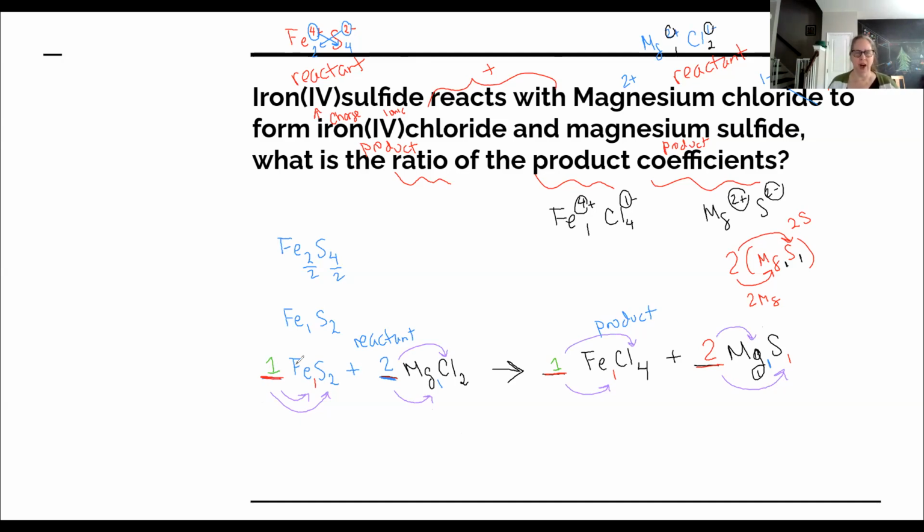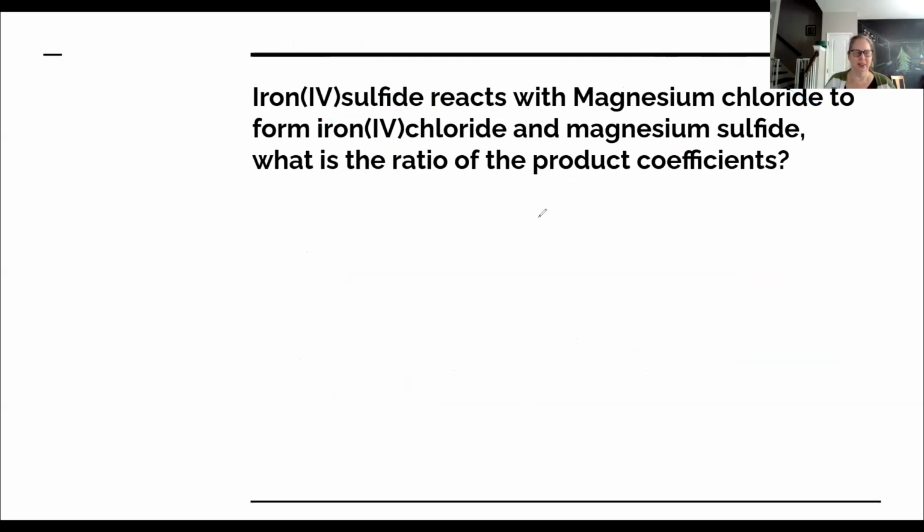I have 1 mole of iron 4 sulfide reacts with 2 moles of magnesium chloride to form 1 mole of iron 4 chloride and 2 moles of magnesium sulfide. And then after all that, I got to go back to the question, what is the ratio of the product coefficients? 1 to 2. These large numbers in front are your coefficients. Leave it in whatever order they tell you. Okay? So in this case, my ratio of my reactant coefficients is equal to my ratio of product coefficients. That does not always happen. There is no conservation of moles. So read carefully on what they are looking for.